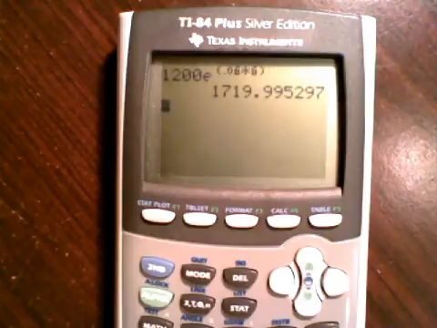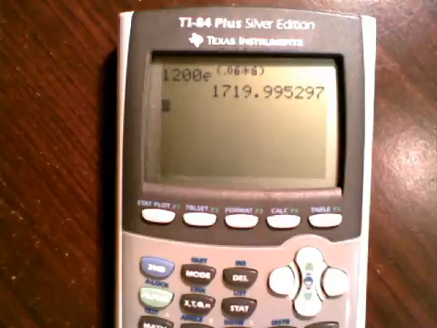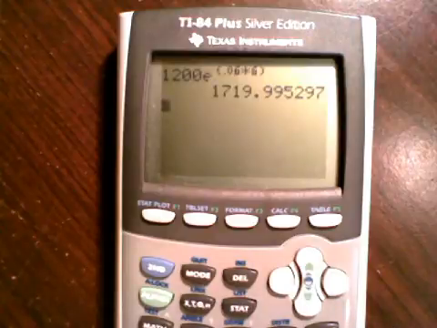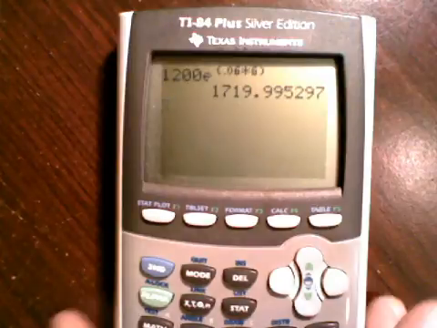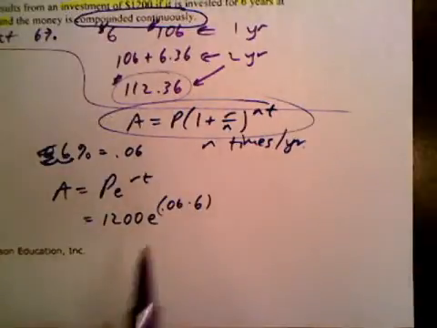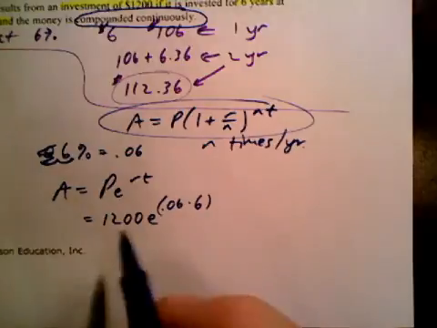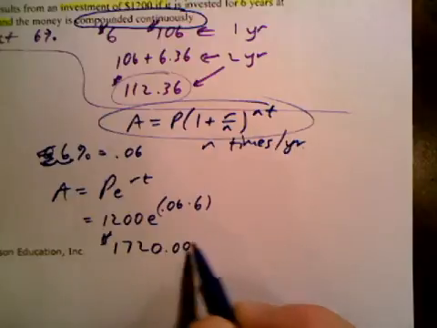Enter. When you round that to the nearest penny, it doesn't make any sense to round to the nearest 3 digits after the decimal like we normally do, because we're dealing with money right now. So we have $1,719, and I guess we have to increase the 9 to a 10, and it's just $1,720. Okay, so when you round to the nearest 2 digits, nearest penny, we get $1,720.00.